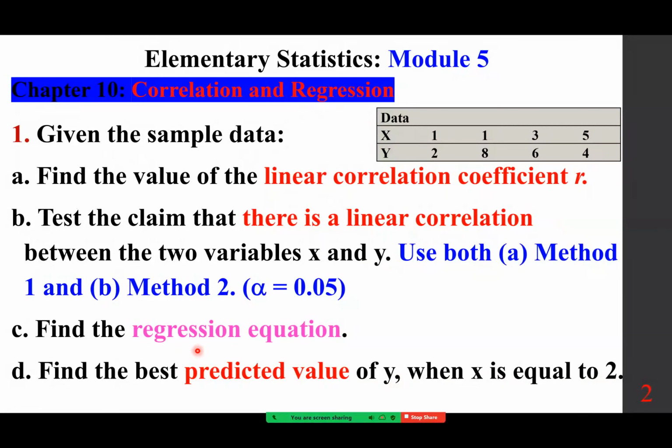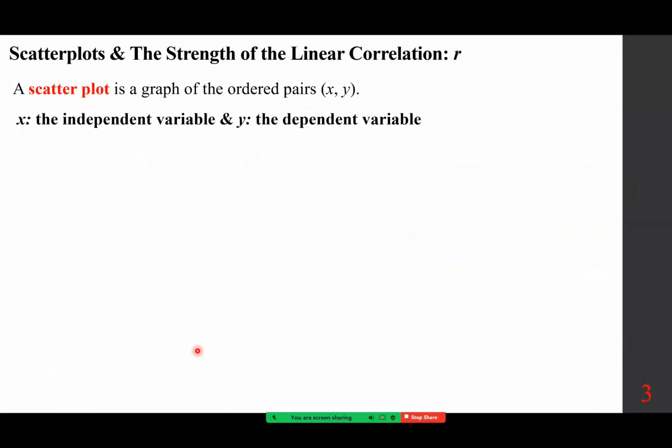All right. So first, let's discuss the concept, scatter plots, and the strength of a linear correlation, r. A scatter plot is a graph of the ordered pairs x and y. X is the independent variable, y is the dependent variable.